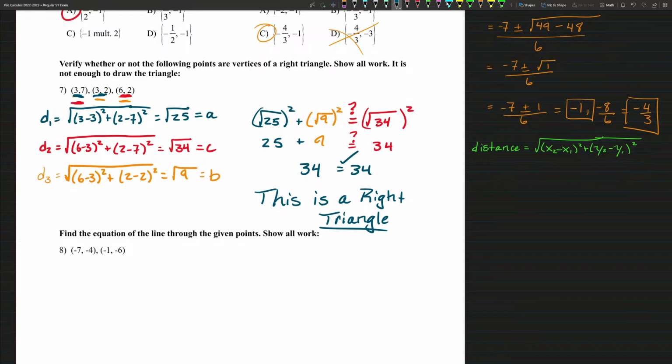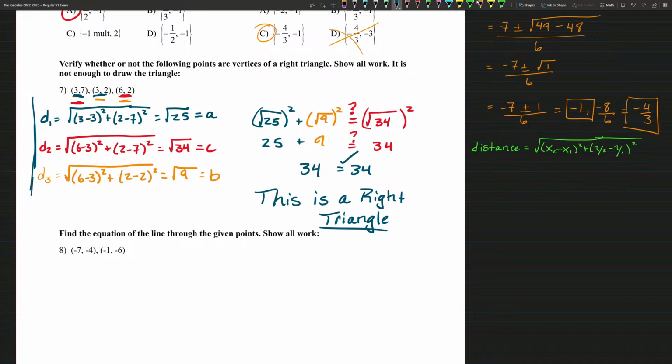Again, I'm not necessarily going to give you a right triangle. It might not be a right triangle, and you have to prove either way. And this is how you do that. Take the distance between all of them, see if it fits the Pythagorean theorem. If it does, we have a right triangle. If it doesn't, then we don't.